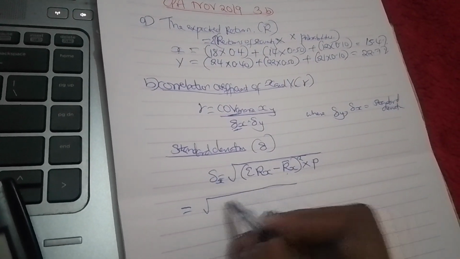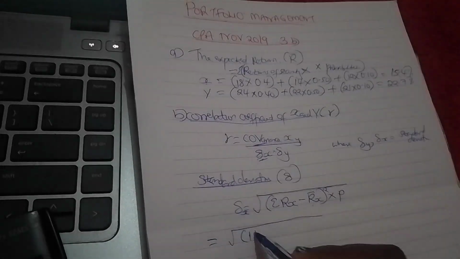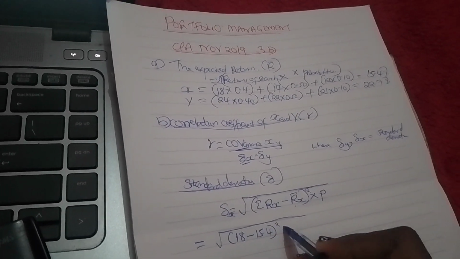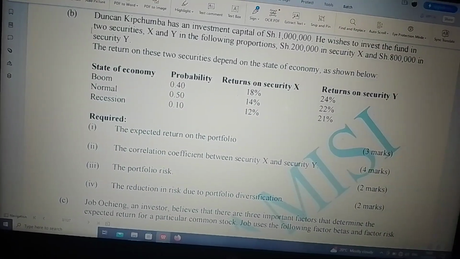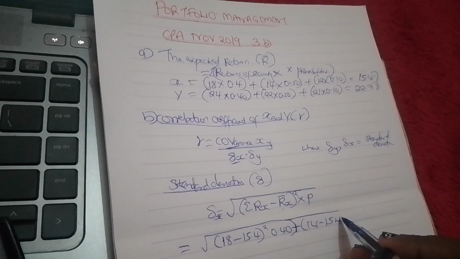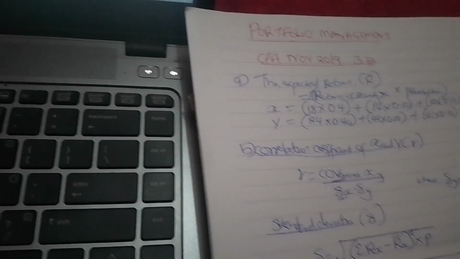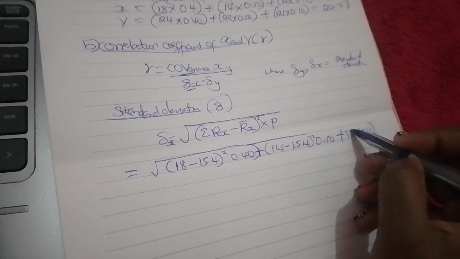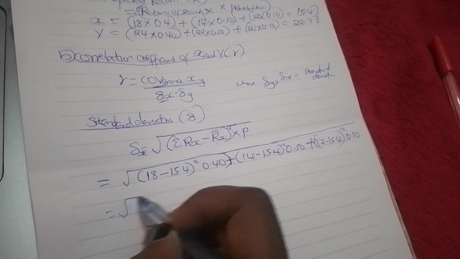So it's going to be square root. In this case, the first one will be 18 minus 15.4 squared, you times with the probability 0.40. Then you add the other one, 14, you minus with 15.4 squared, you times with 0.50. Then you add the other one, 12, you minus with 15.4 squared, you times with the probability, which is 0.10. Then you find the square root of them.